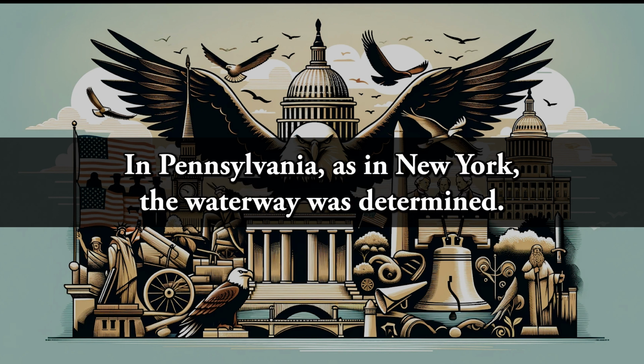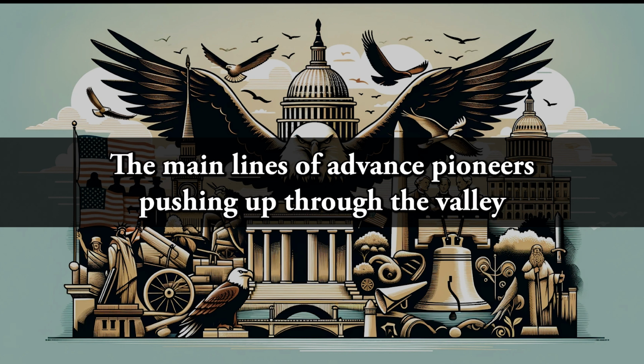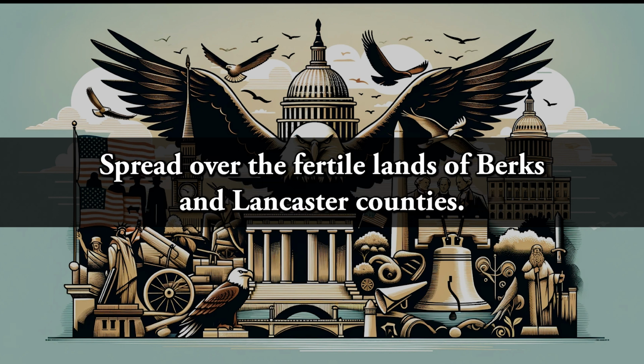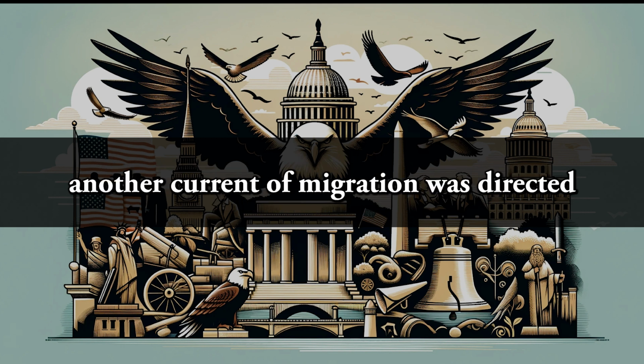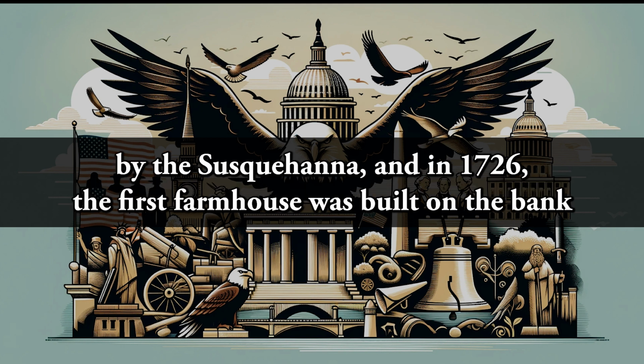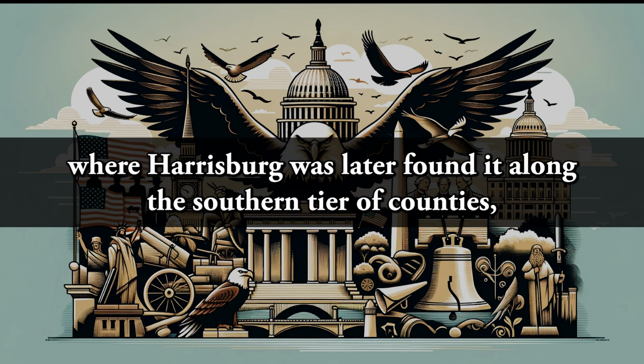In Pennsylvania, as in New York, the waterways determined the main lines of advance. Pioneers, pushing up through the valley of the Schuylkill, spread over the fertile lands of Berks and Lancaster counties, laying out Reading in 1748. Another current of migration was directed by the Susquehanna, and in 1726 the first farmhouse was built on the bank where Harrisburg was later founded.